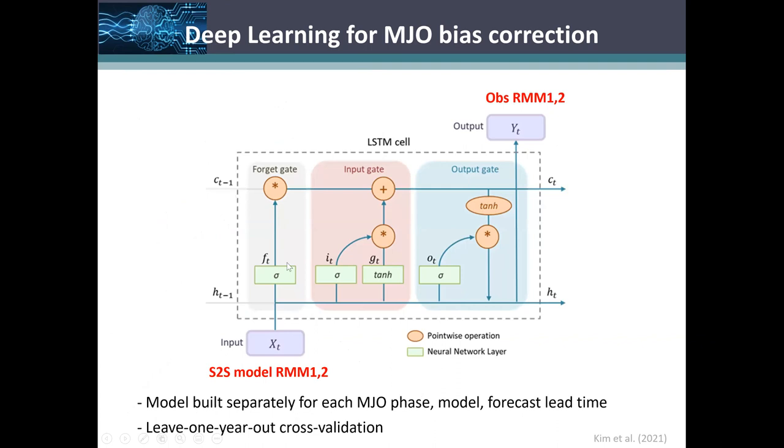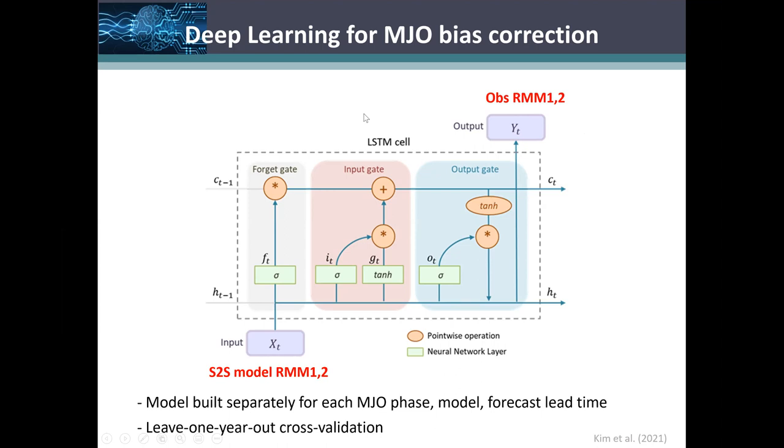I'm not going to explain too much detail, but this is a deep learning method, the long short-term memory cell. What we do here is put the S2S models' RMM1 and 2 index as an input, and then the output will be the observed RMM1 and 2.